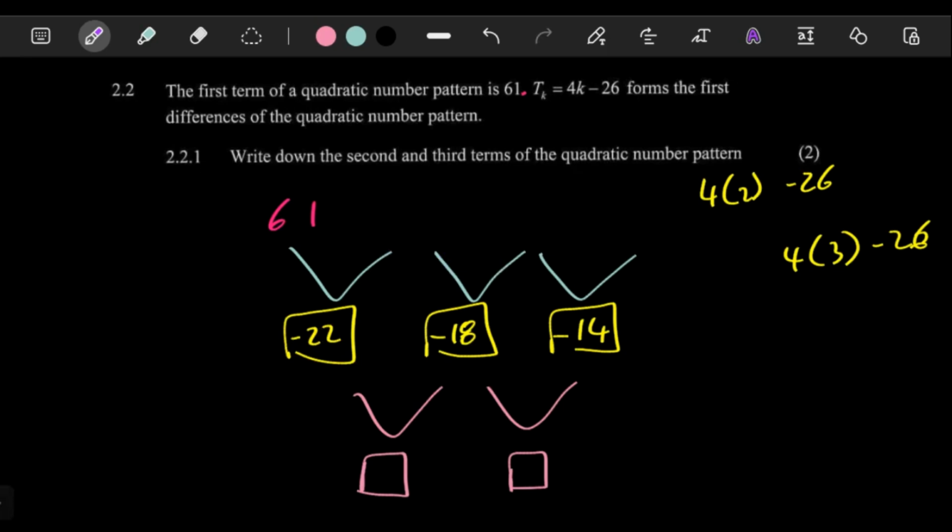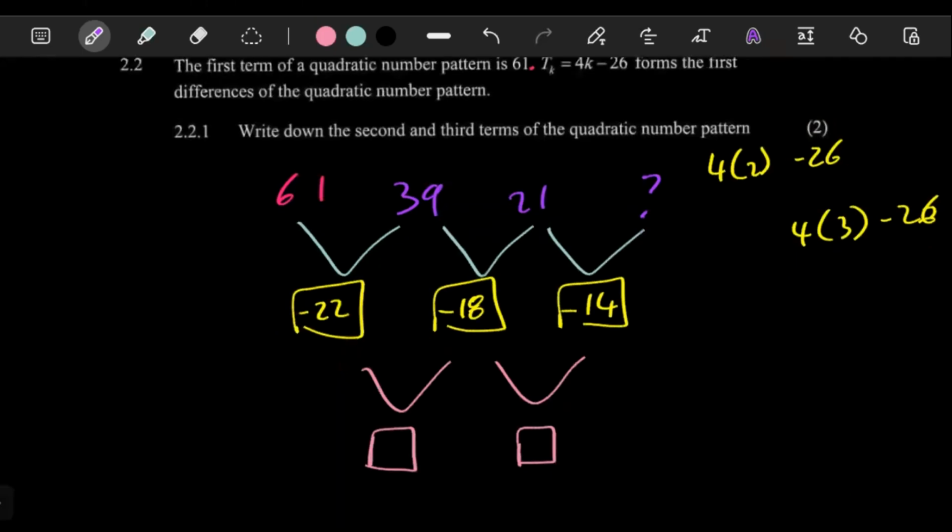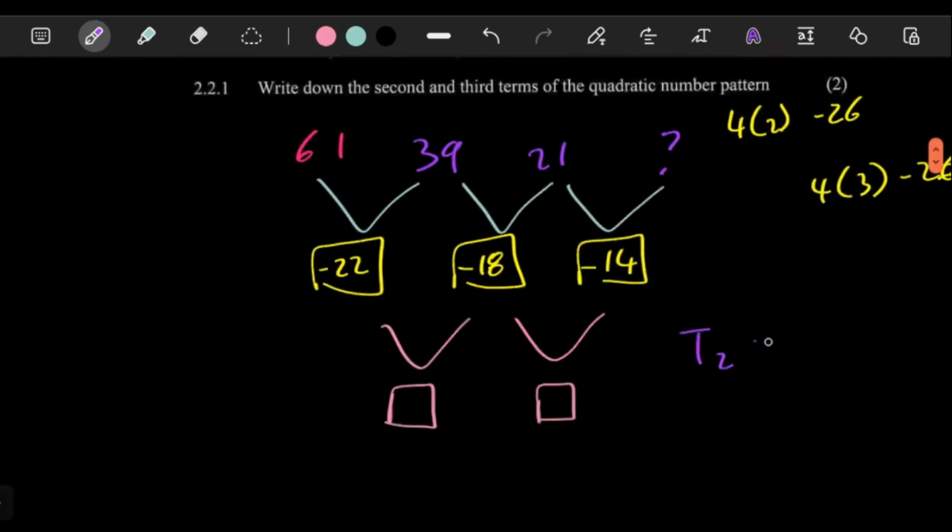So in our case here, 61 minus 22, that's going to give you 39, you see. And then if you minus 18, that's going to give you 21. You basically just need the second one and the third one. So that's what you've given them. T2 is 39, T3 is equal to 21, you see.